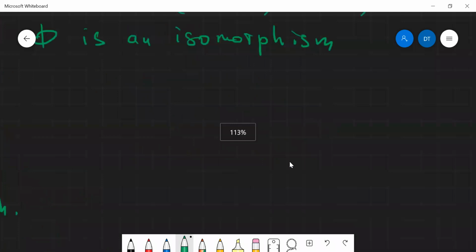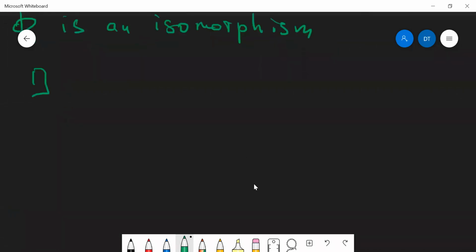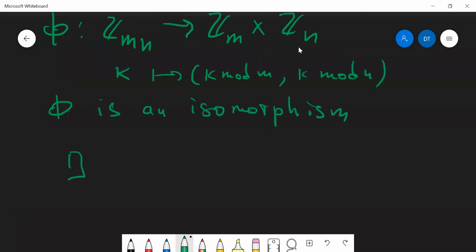So first of all, now we have a map from Zmn to Zm times Zn. And we want to show that this is an isomorphism. What do we need to show? First of all, we need to show that this is a homomorphism, so it preserves the operation. So first of all, we need that phi is a homomorphism.